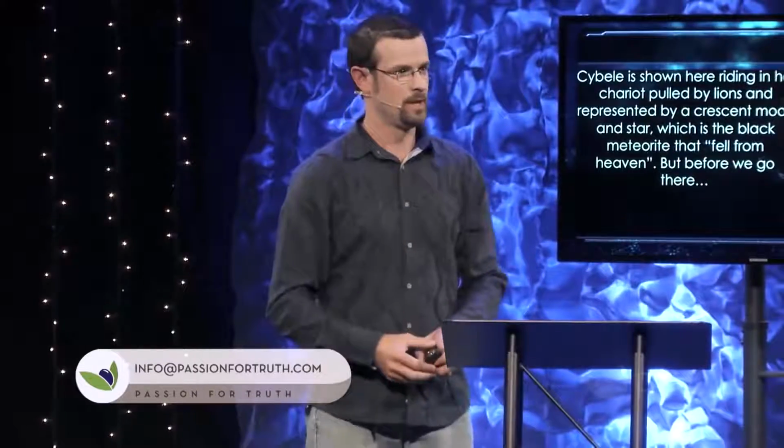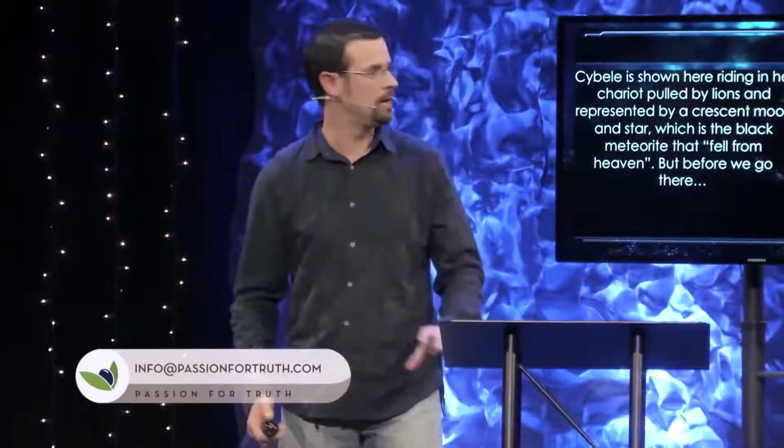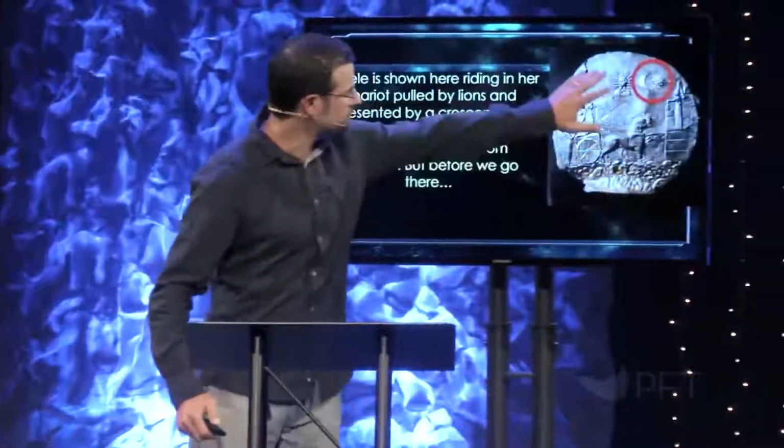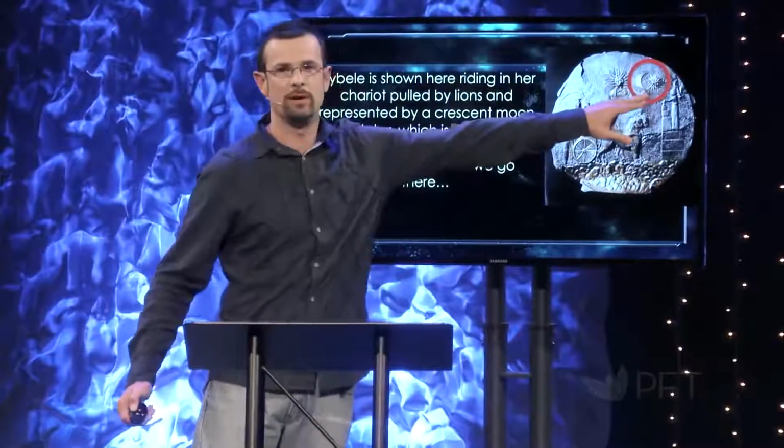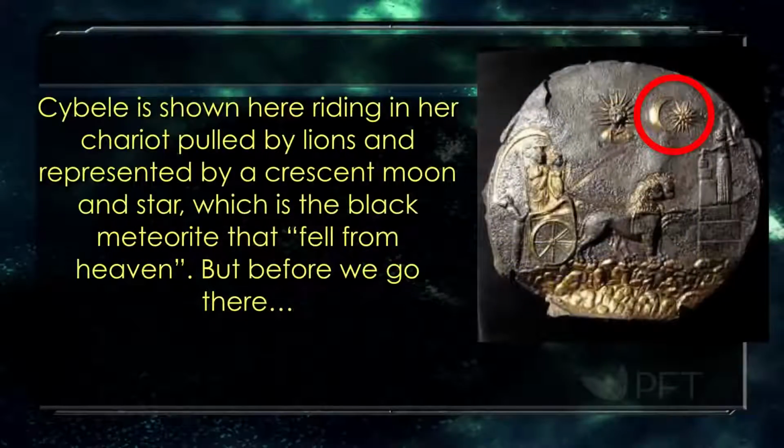Something in the sky alarmed me significantly and sent me on a little rabbit trail. And this rabbit trail took me to a place that I really didn't want to go. So I'm going to give you a close-up of this picture here. This is the moon and the star, as you can see here, that I'm talking about, that shows up again on Ishtar's chariot. But what I want to focus on is this.